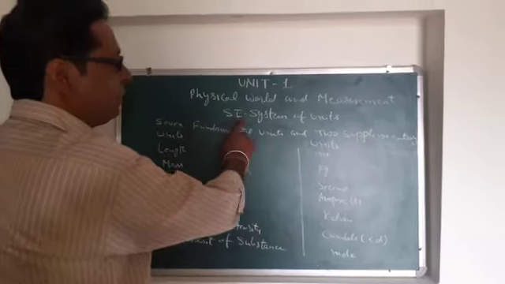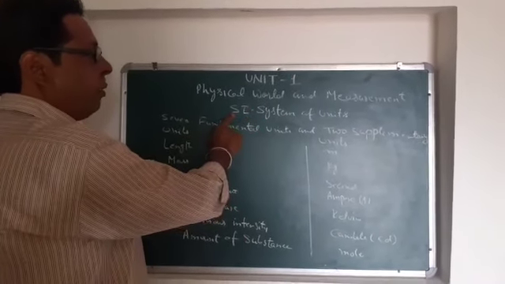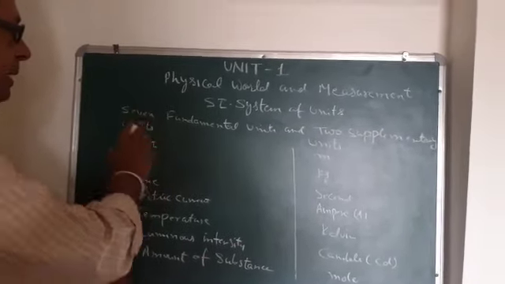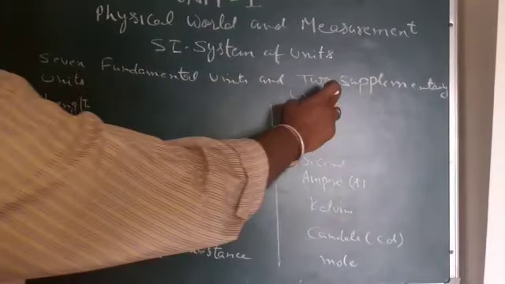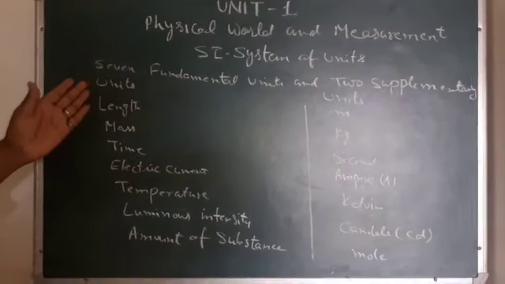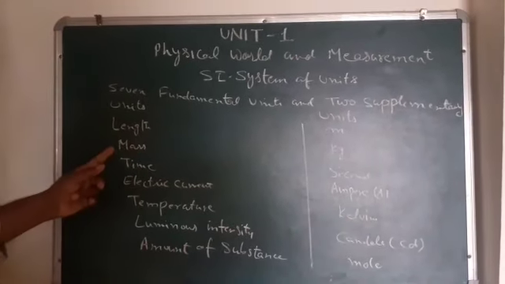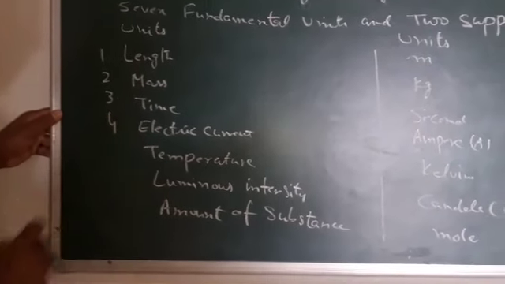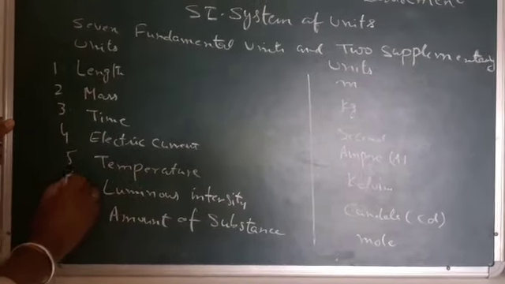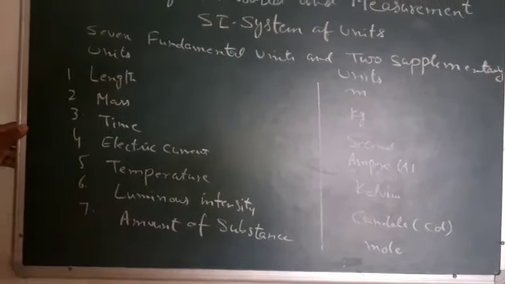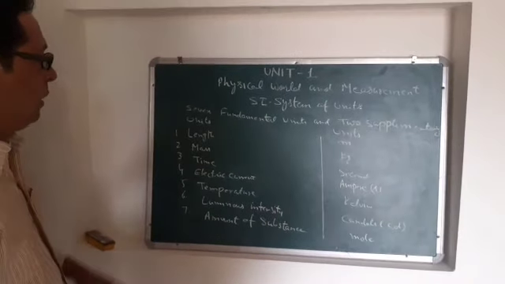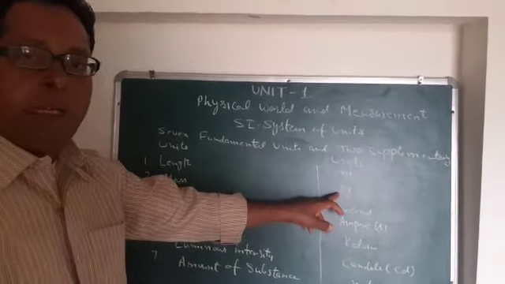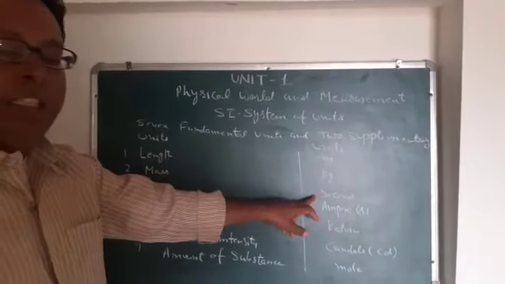Next is the SI system of units, whose full form is International System of Units. The SI system comprises 7 fundamental units and 2 supplementary units. The 7 fundamental quantities are: number 1 length, number 2 mass, 3 time, 4 electric current, 5 temperature, 6 luminous intensity, and 7th amount of substance. Length is measured in meter, mass in kilogram, and time in seconds.